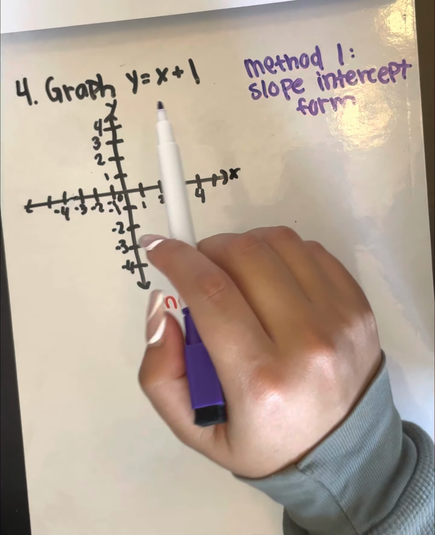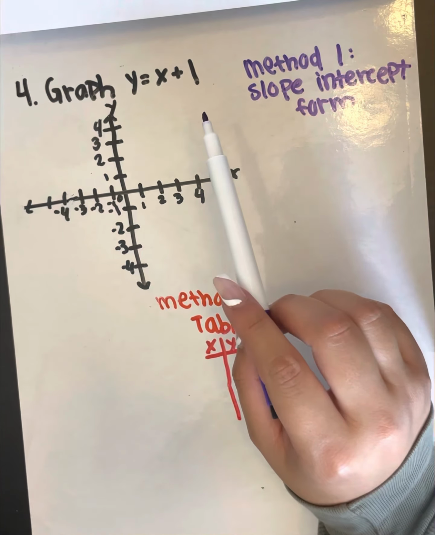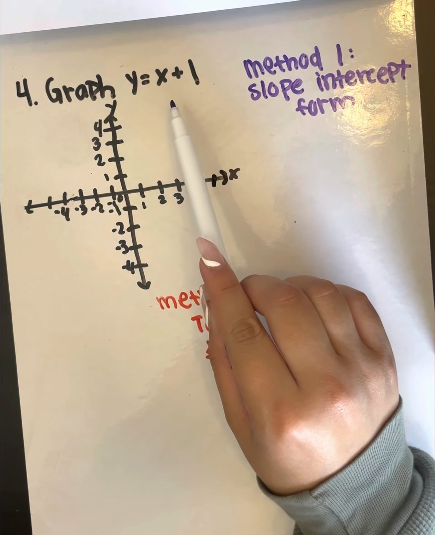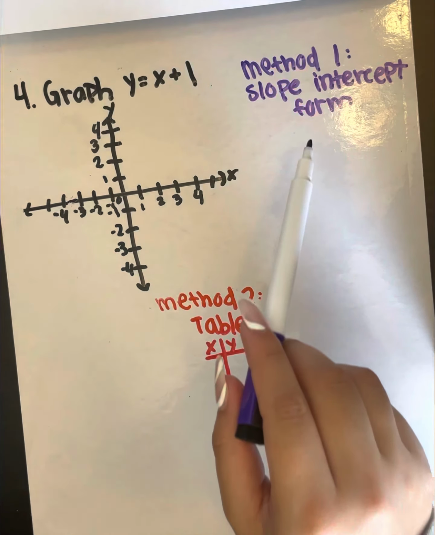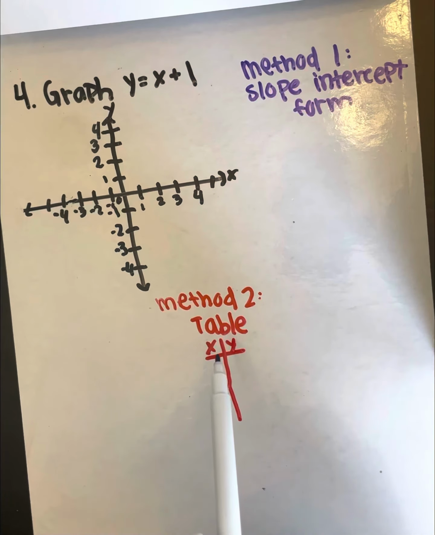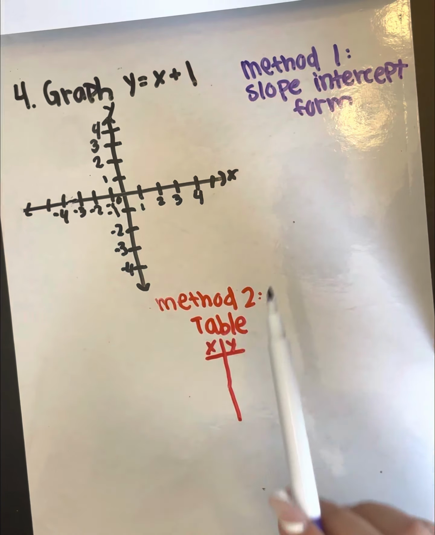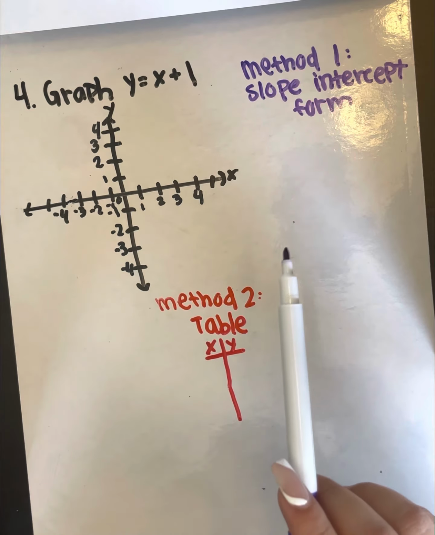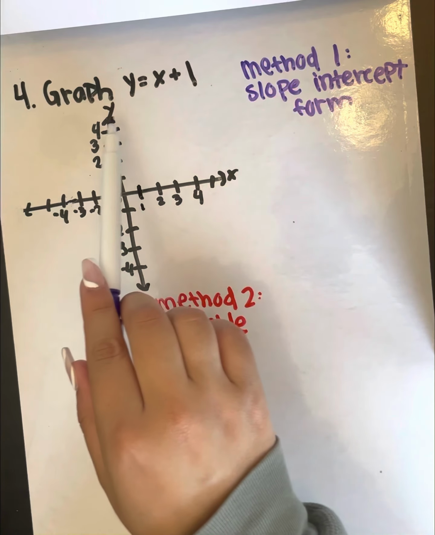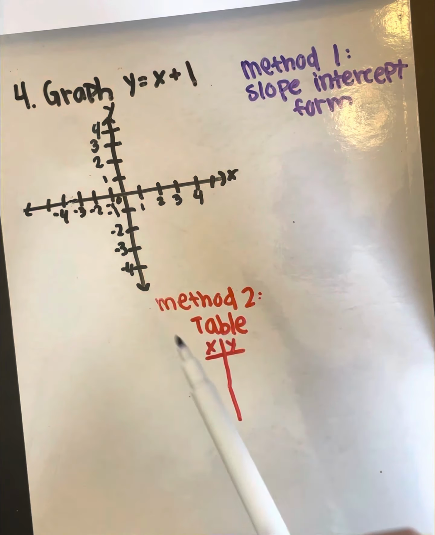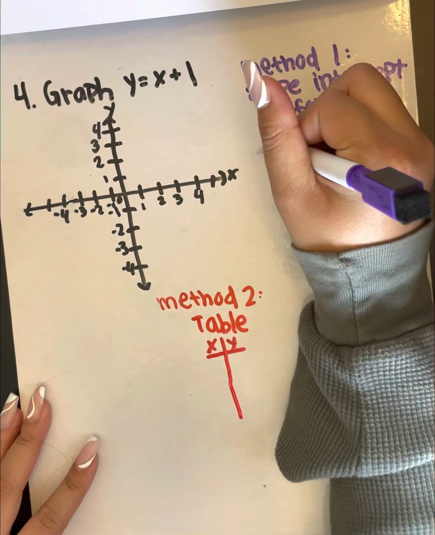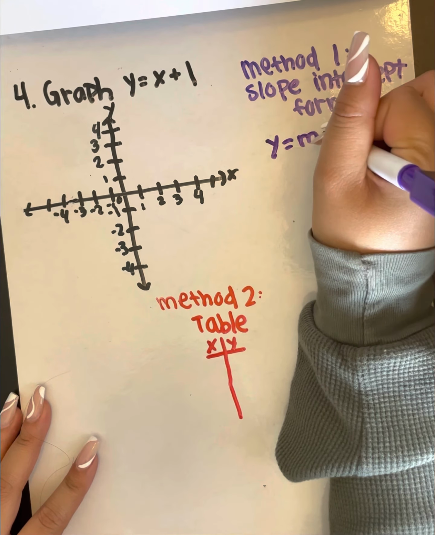Okay, so we are on the last problem now. So we're going to graph y equals x plus 1. And there's two methods, using the slope-intercept form or using a table. So we'll do the first one first. So slope-intercept form, this equation is in slope-intercept form, right? Because that is y equals mx plus b.